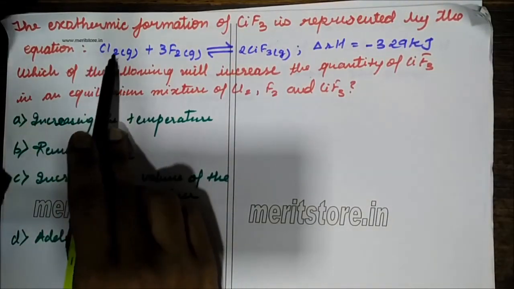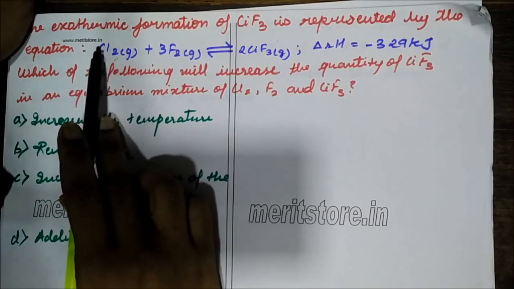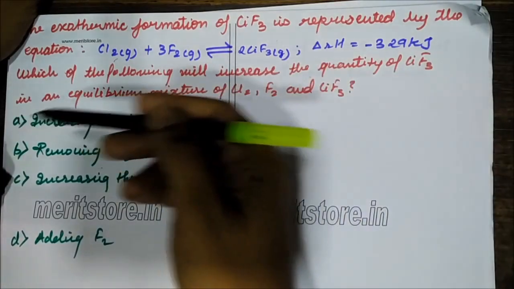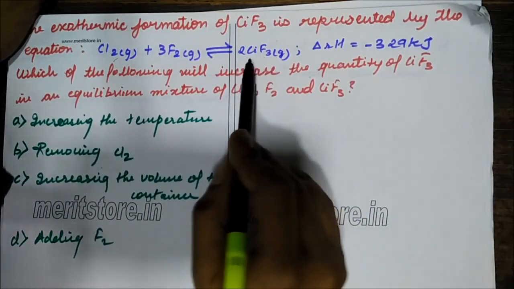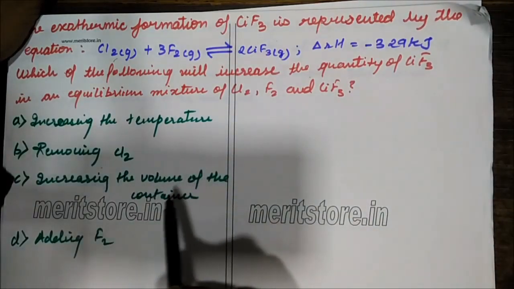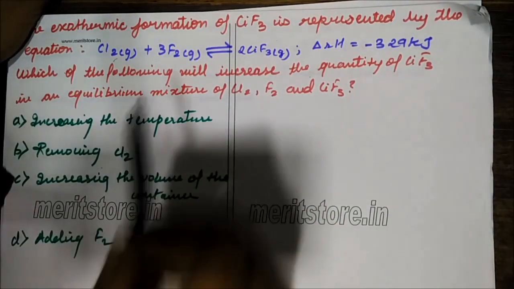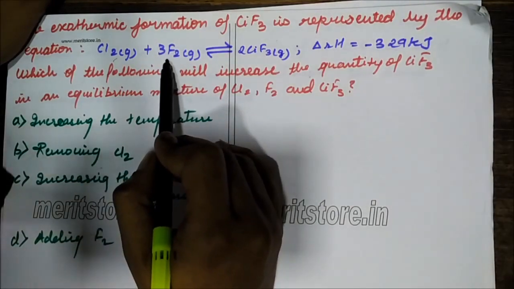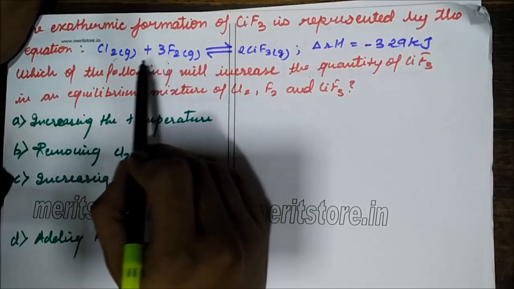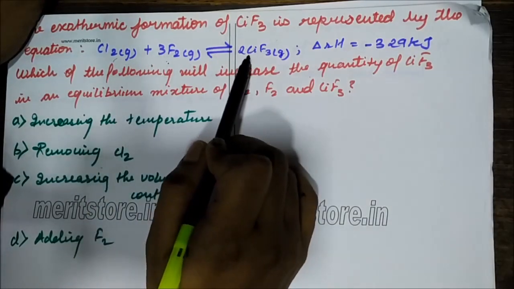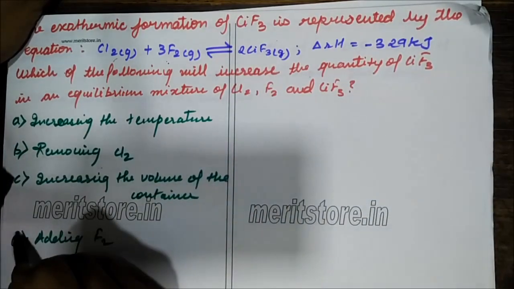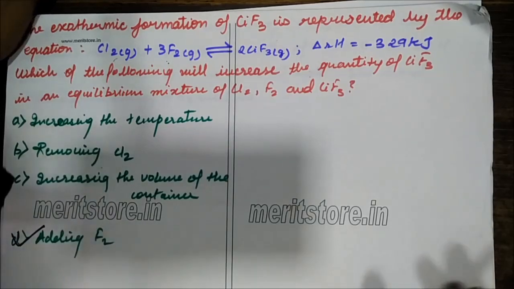See, if you remove this, according to Le Chatelier's principle, a decrease in concentration of Cl2 will cause the reaction to move from right to left. So in fact, the yield of ClF3 will get reduced. Okay. Increasing the volume of the container? No. Adding F2. If you add F2, according to Le Chatelier's principle, in order to reduce the stress of increased concentration of F2, the reaction will shift from left to right. So in that process, the yield of ClF3 will increase. So my correct option is adding F2.